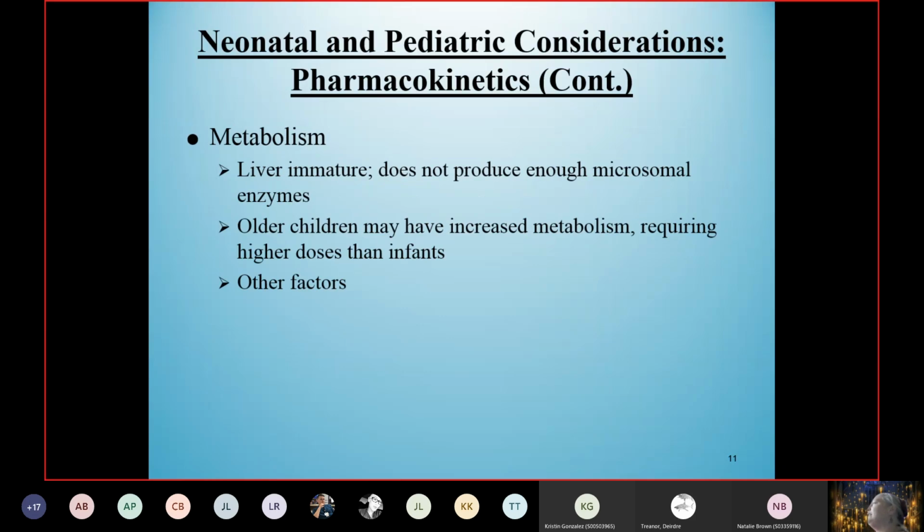Metabolism, again, the liver's not as mature. They don't have as many enzymes. Older children, of course, may have increased metabolism, so they're going to need higher doses than an infant. And then, of course, you've got some other factors and variables in there.